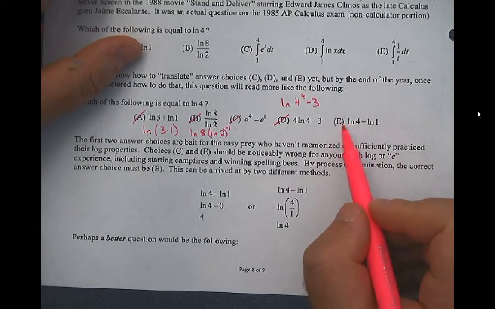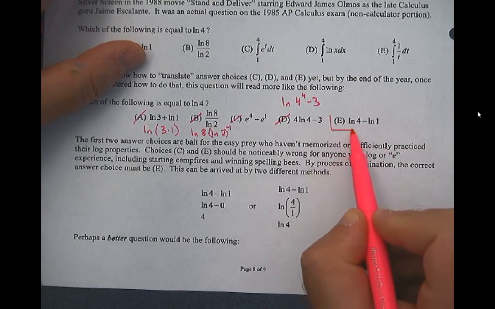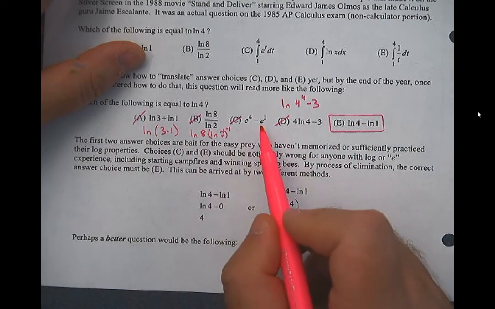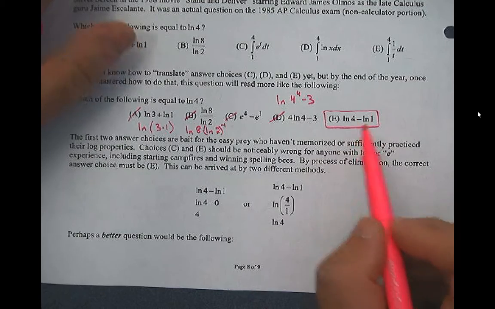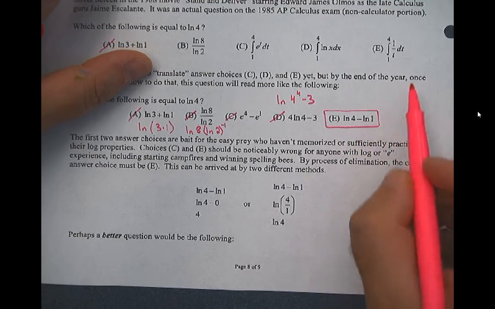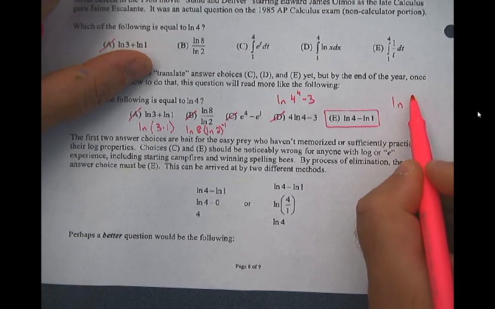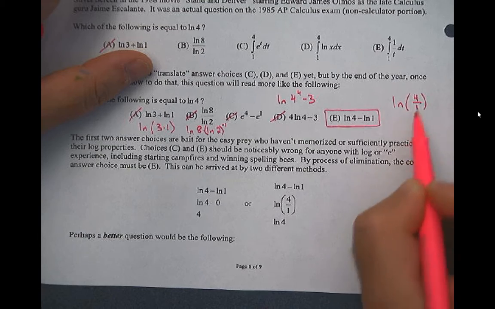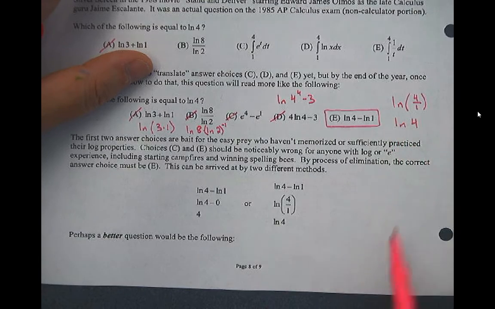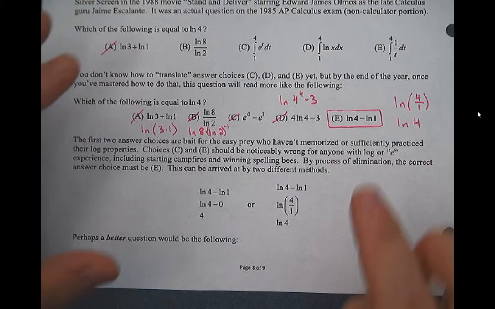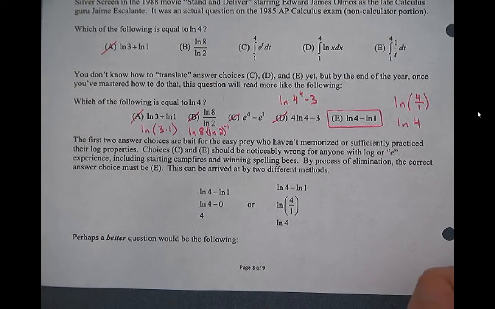By eliminating all of these choices, this has to be our right answer. But let's just double check to make sure that it really is true. So natural log of 4 minus natural log of 1. I can condense that into a division problem. The natural log of 4 divided by 1. 4 divided by 1 is 4, so we would get natural log of 4. There we go. So applying those properties, being able to see whether or not you can apply the properties and get the same result is what we're kind of going for here.